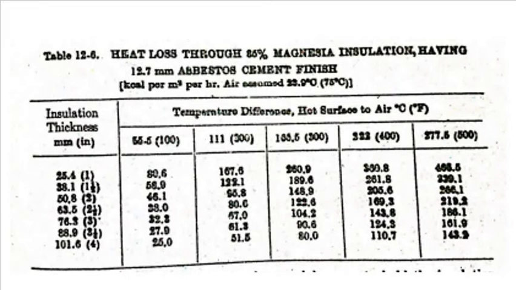So next would be the heat loss through 85% magnesia insulation having 12.7 mm asbestos cement finish. So we have here an insulation thickness in millimeters. We have here the temperature difference, hot surface to air, in degrees Celsius or degrees Fahrenheit.